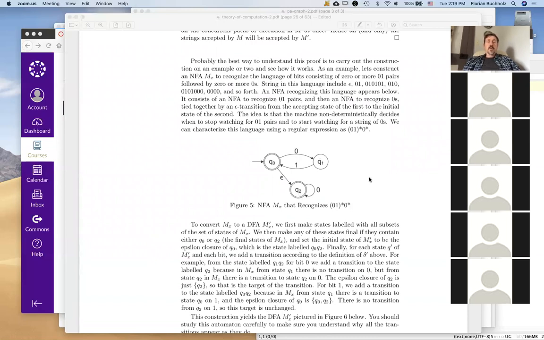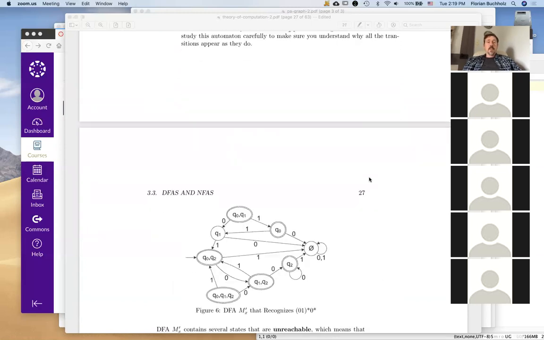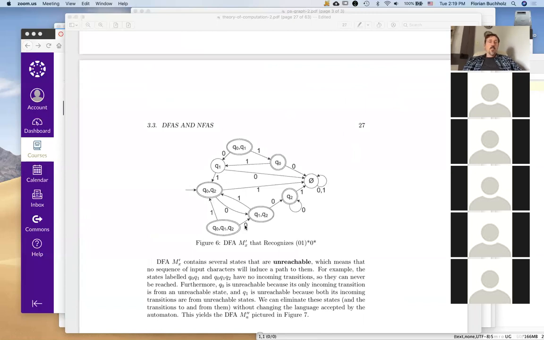Here's the regular expression that it recognizes, but then the resulting DFA will be something like this. And I don't know if you were able to follow the reading. It's pretty dense, and how we arrive here is not quite obvious at all. So I'll be spending a lot of time just getting here.